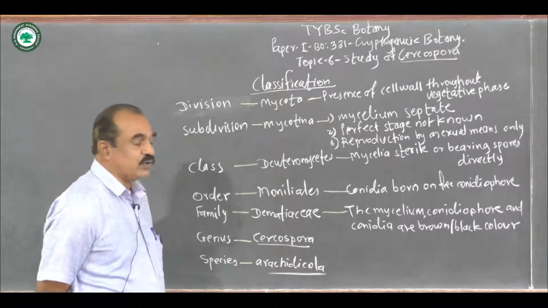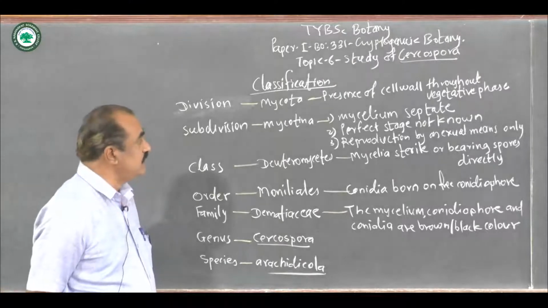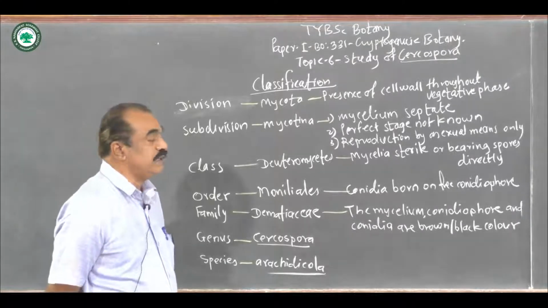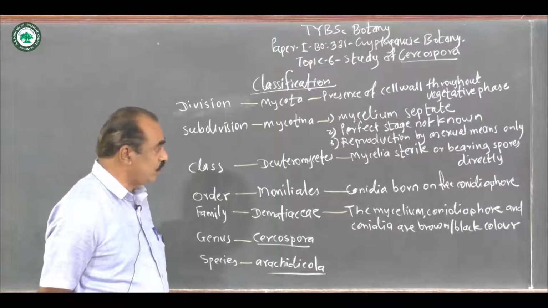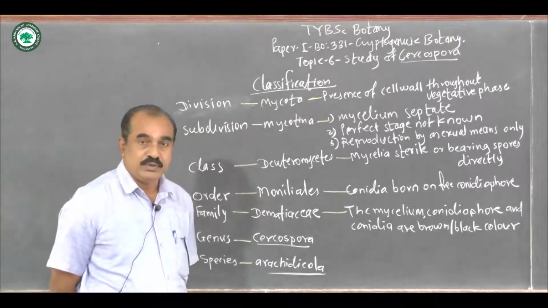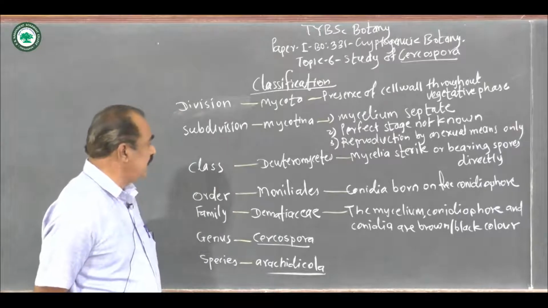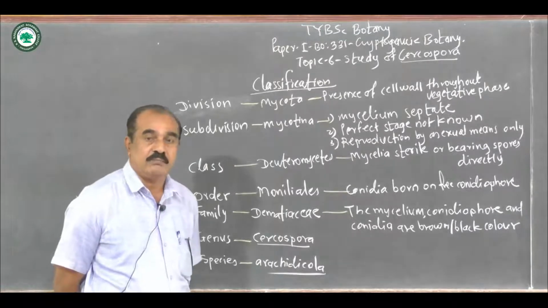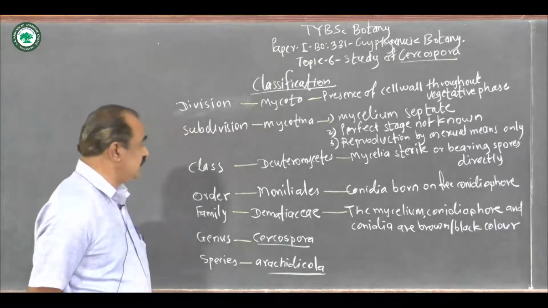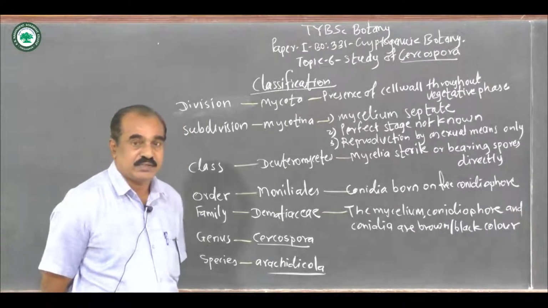Then class Deuteromycetes. The reason is mycelia sterile or bearing spores directly. Then order Moniliales, conidia borne on pre-conidiophore. Family Dematiaceae. The mycelium, conidiophore and conidia are brown in color. The genus Cercospora and species arachidicola.